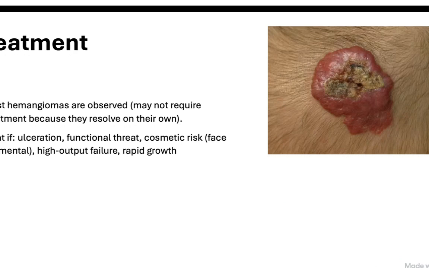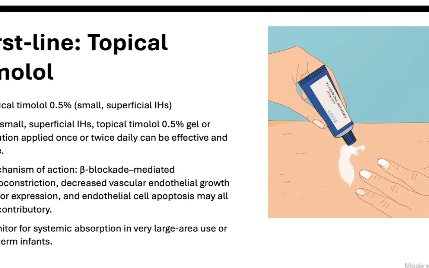Treatment indications are ulceration, especially in the anogenital area, and functional threat if they are obstructing the airway or are in the airway itself. If they're in the periorbital space, they may cause vision loss, and if they're on the ears, they can cause hearing problems. There is also the cosmetic risk if they are covering a lot of the face. Sometimes, if they are involving any visceral organs, they may cause cardiac failure, or if they are growing in a very fast way.